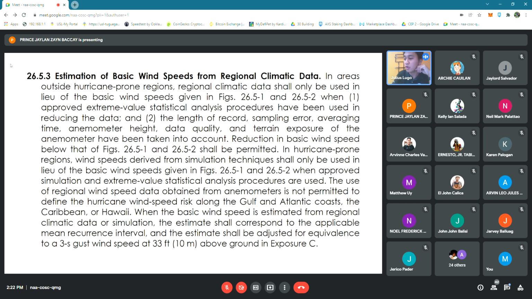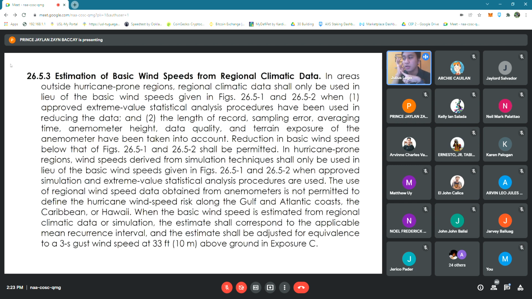So meron tayong modifications or estimation of the basic wind speeds, okay, and these are necessary first when approved extreme value statistical analysis procedures have been used in reducing the data, okay. So hindi tayo yung gumagawa ng estimation of basic wind speeds. Okay, that's the bottom line here. Hindi tayo yung gumawa nun. Okay, unless you are a wind engineer specializing in wind engineering.